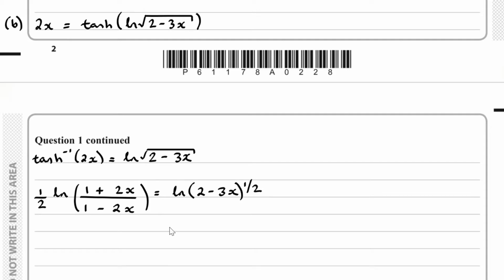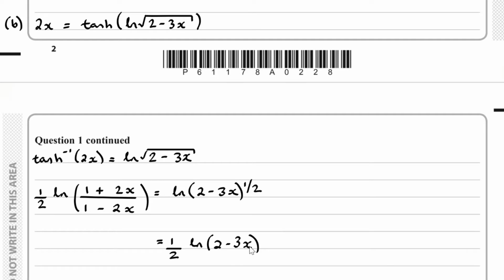Okay, and this of course is equal to the natural log of (2 minus 3x) to the power of 1/2. And the reason I write 2 minus 3x to the power of 1/2 is that we can power slide this 1/2 to the front, so we have 1/2 times the natural log of 2 minus 3x.